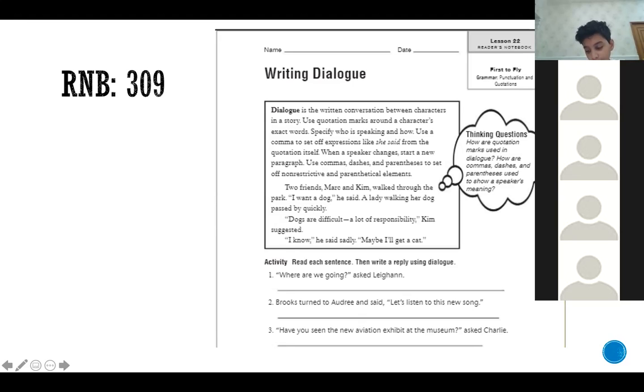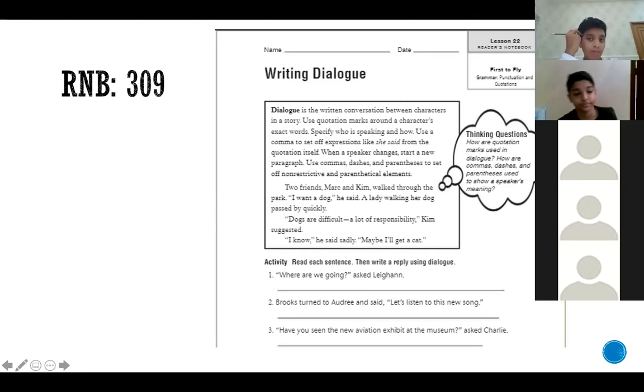Now let's look at this one. Two friends, comma. Who are the two friends? Mark and Kim, comma, walked through the park. Now the conversation begins in this paragraph. Please note, "I want a dog," he said. A lady walking her dog passed by quickly. "Dogs are difficult, a lot of responsibility," Kim suggested. "I know," he said sadly, "maybe I'll get a cat."